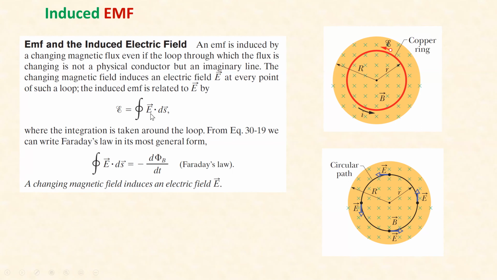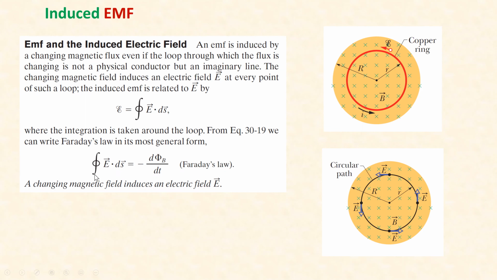Remember, it is the integral of E dot ds. This was the potential, right? But here we don't call it a potential, we call it EMF for technical reasons. So this is the same as potential. This is what creates the current in the loop, if there was a loop there. But it creates an electric field. The change in the magnetic field creates an electric field.